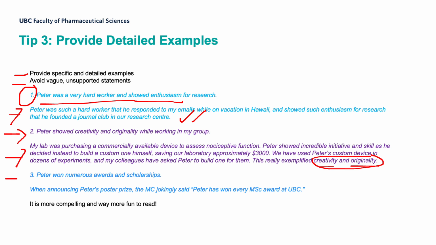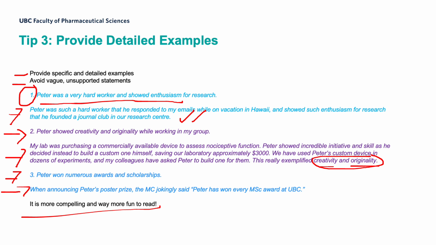And then as a third example, a statement like: Peter won numerous awards and scholarships. Okay, that's fine. But look at how the second version brings much more life to this. When announcing Peter's poster prize, the MC jokingly said, Peter has won every MSc award at UBC. These detailed examples are much more compelling because they bring life to those specific criteria. They're also just way more fun to read.